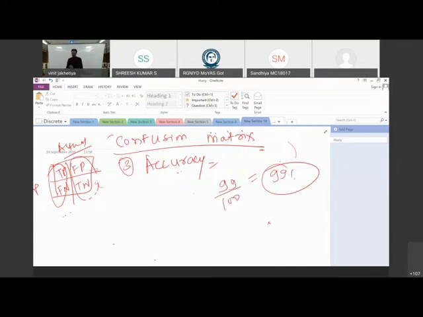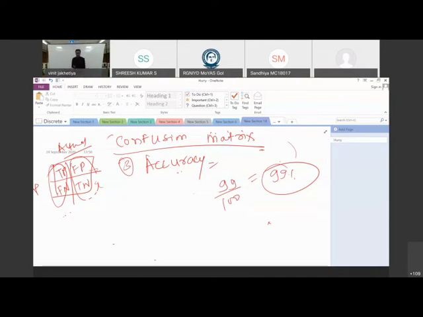From this example, I just want to teach you: if your data is imbalanced, then accuracy is not going to be a good enough indicator. Data imbalance means 99% of the population of India is not corona affected, and only 1% of the population is corona affected. That means in these two classes, the difference is huge. One is 99%, one is 1%. So in this kind of scenario, the accuracy is not going to work properly.